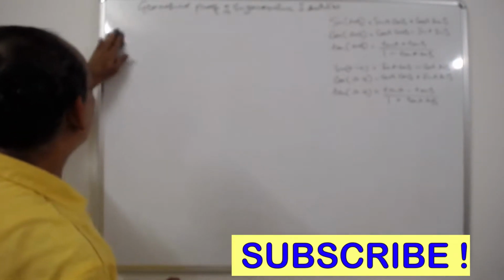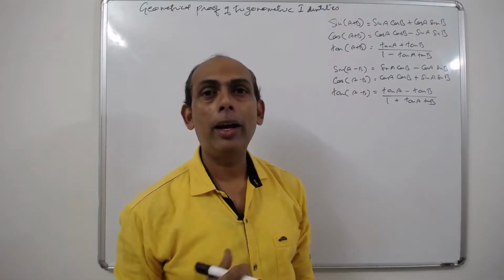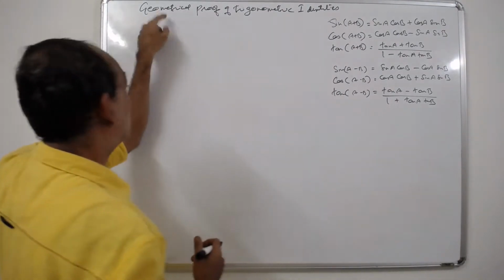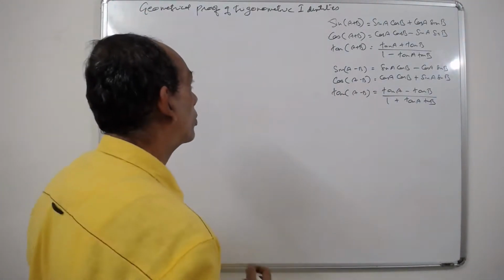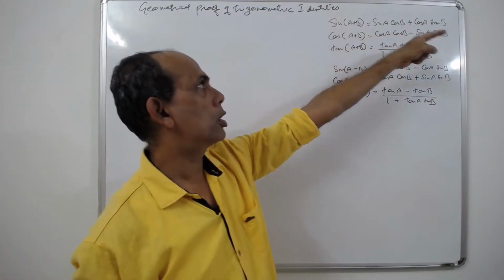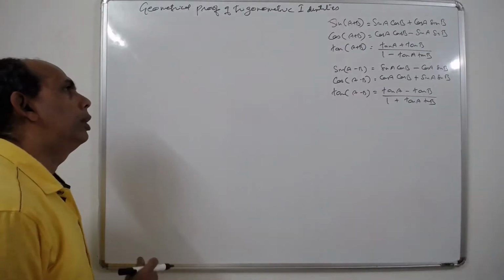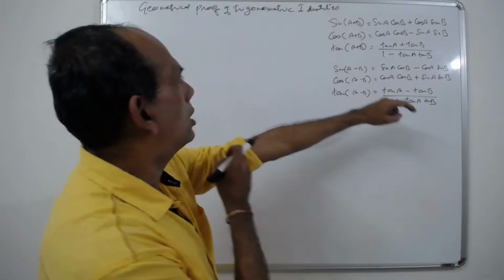Let's start. We are going to prove these six trigonometric identities geometrically. Let's start with one by one. These are basically addition identities. Sine of A plus B is sine A cos B plus cos A sine B. You must be knowing all of them. Most of the students know them. So how do we prove them geometrically? Let's start with one by one.